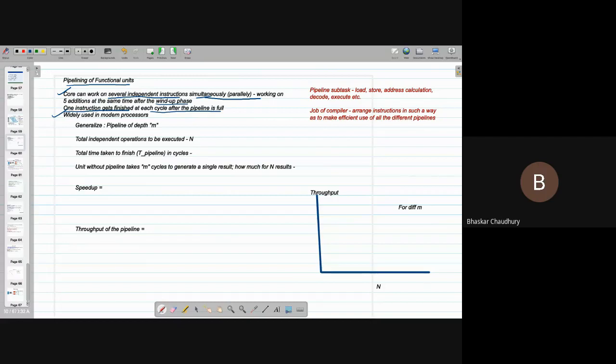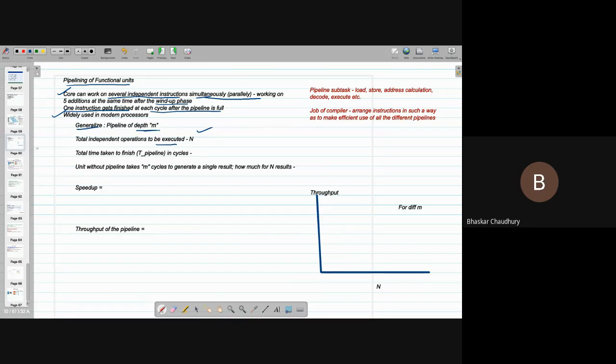Now suppose I want to generalize this idea to really understand the effect of this pipeline. So let us generalize this idea. Let's say that I have a pipeline of depth m, so there are 5 stages in that pipeline, and let's say the total number of independent operations which we want to execute is n. So what will be the total time to finish, in cycles?